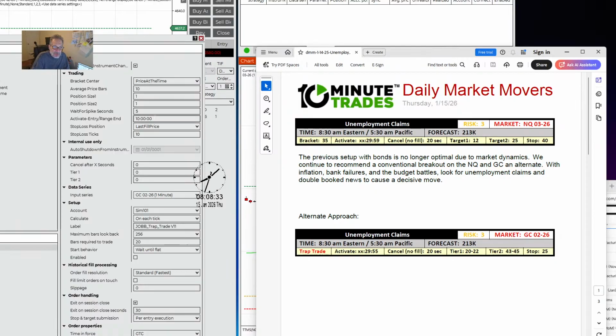So, setting up a trap trade, it's an 8:30 event. So it's going to be 8:29:55. The stop is 25. And this is not a cash trade, my friends. This is not a cash trade.